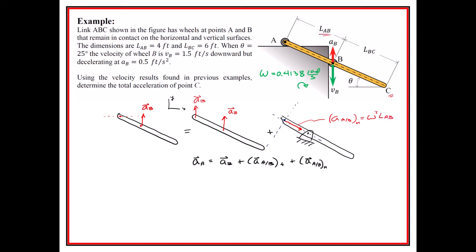It's important to look carefully at the angles that this is taking place. And that angle right here is 25 degrees, right? Because it's the same as this angle up here, right? Now what we don't know is what direction the tangential is going to go. Is it going to go up and to the right, or is it going to go down and to the left?